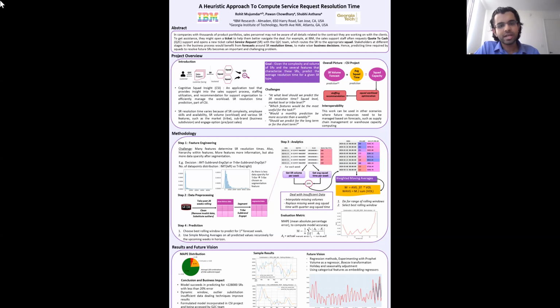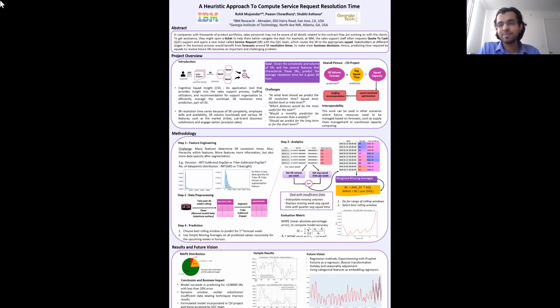To decide what window size to use for which data subset, we use the concept of a dynamic rolling window, where we perform the predictions over a range of window sizes and choose the one which gives the lowest MAPE. This drastically improves our average accuracy over the entire dataset. In the context of our problem, a MAPE of less than 20% is desirable, and we are able to successfully achieve that for more than 75% of our combinations or data subsets. This means more than 80% accuracy for more than 228,000 SRs.